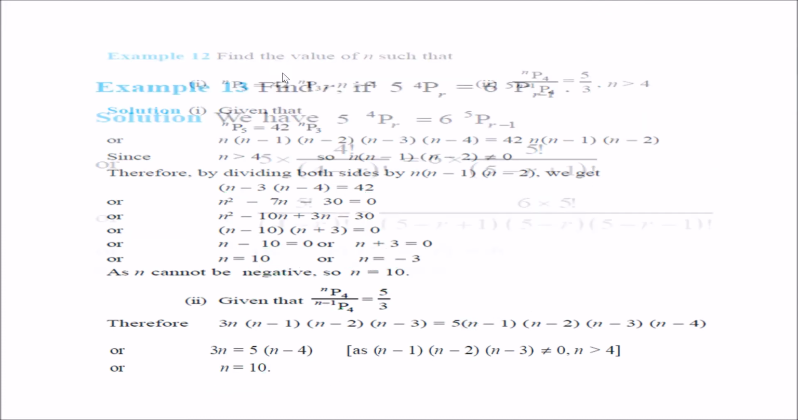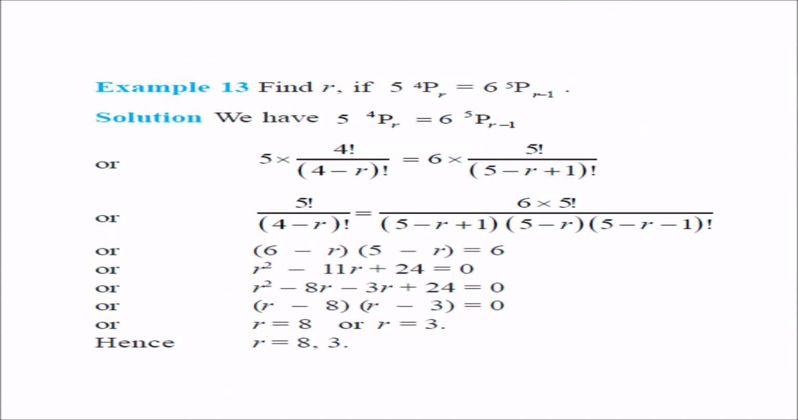So they are equal to 10. How about 5 into 4P4, 6 into 5P(r-1)? 4P r can be written as factorial 4 minus r. 5P(r-1) can be written as factorial 5 minus r plus 1. And you can just find it out.